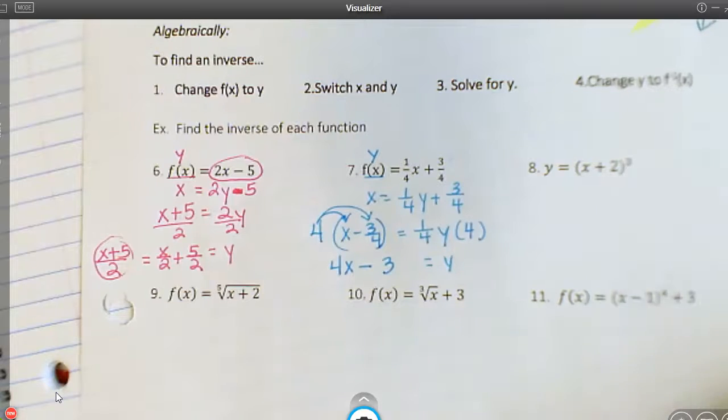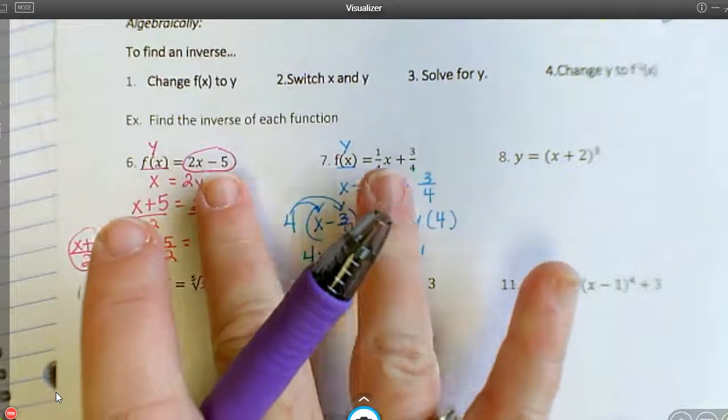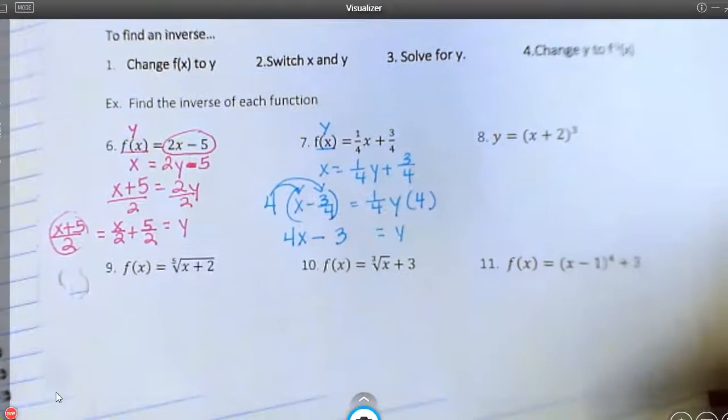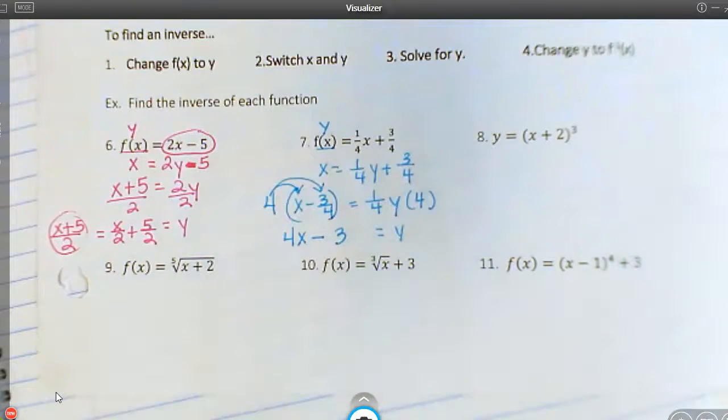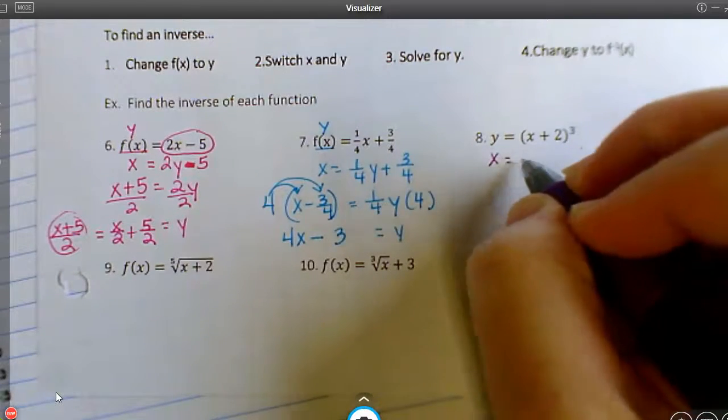Now, sometimes they aren't lines. These two right here would have been lines if you would have graphed them. Sometimes they have powers or roots. And so we need to talk about how that would change anything as far as finding the inverse goes. So on number 8, again, we still want to switch x and y.